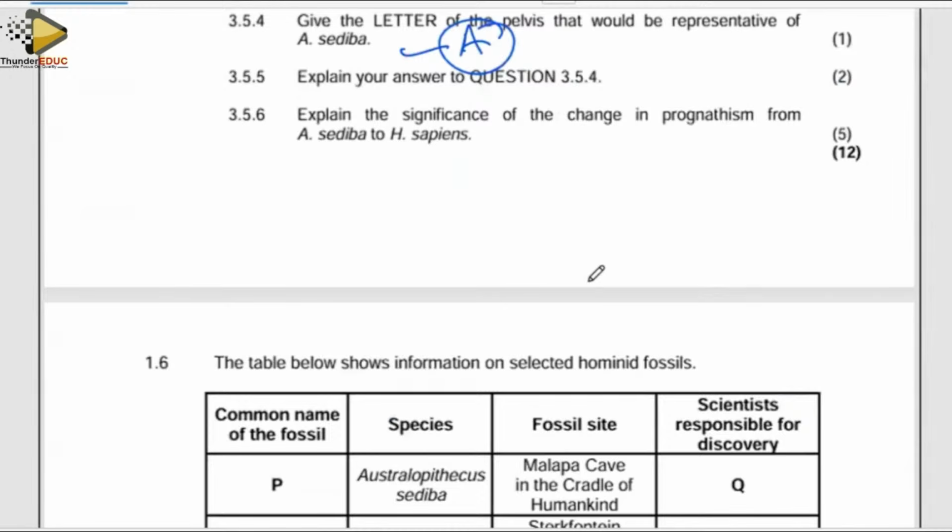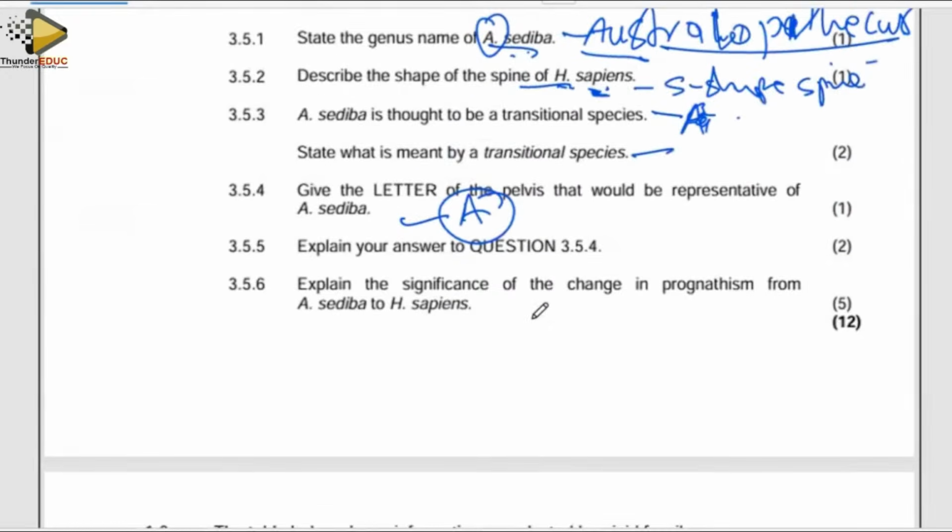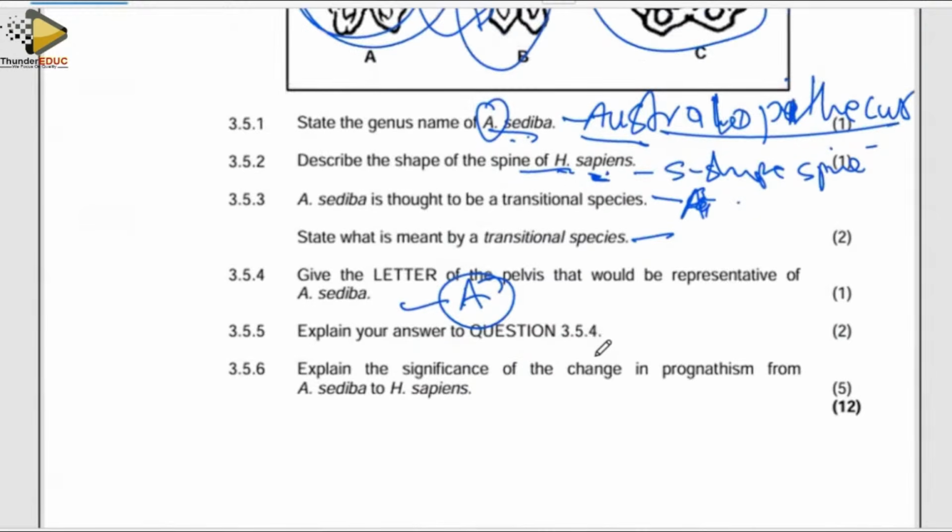What is the significance of change in the prognathism? Explain the significance of the change in prognathism from Australopithecus sediba to Homo sapiens. So Australopithecus sediba was prognathous, while humans are non-prognathous. You understand? Yes. This is due to the smaller jaws. These jaws made them have small teeth to reduce the chewing muscles, caused by the change in diet to eat soft cooked food.